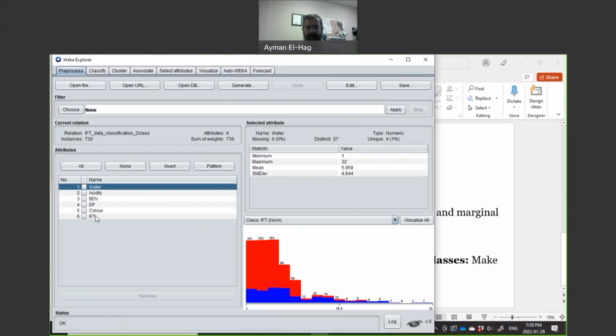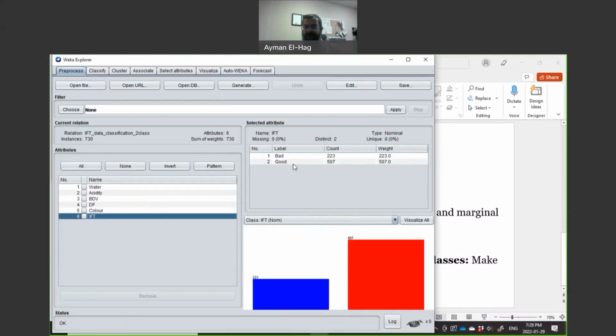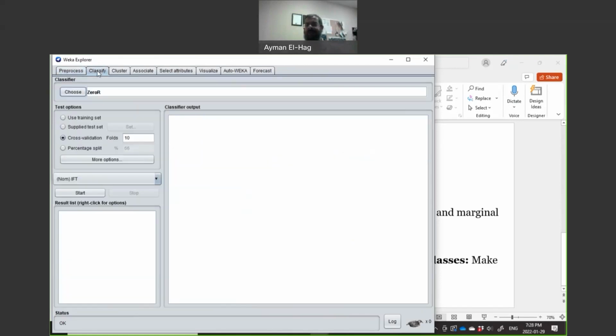And if we look here, we go to the number of classes. You will see here now we have bad and good. Now the bad is 223. The good is 507, from the previous. But now, as I said, I combine the marginal and the bad, and I call them both bad. So I will use the same classifier, the same number of hidden layers, and let's see the comparison between the two.